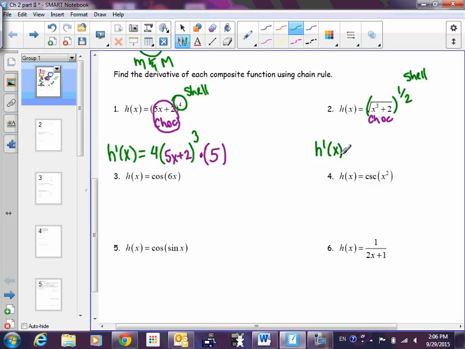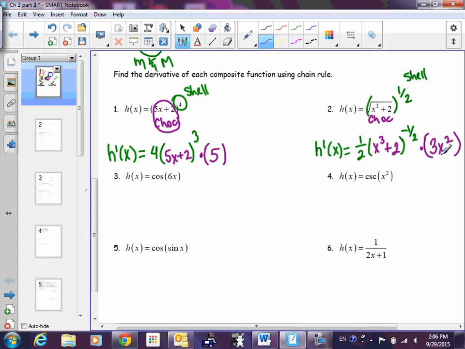So then my h prime of x would be, so we've got to address the shell first. The 1/2 is going to come down to the front. And what would the new power be? Negative 1/2. We're still just subtracting 1. It's still the same old rule in that respect. Okay, a common mistake is to go ahead and put the derivative of the chocolate on the inside, but that's not what we're doing. Keep the inside, x cubed plus 2. Then go times the derivative of the inside, which would be 3x squared.